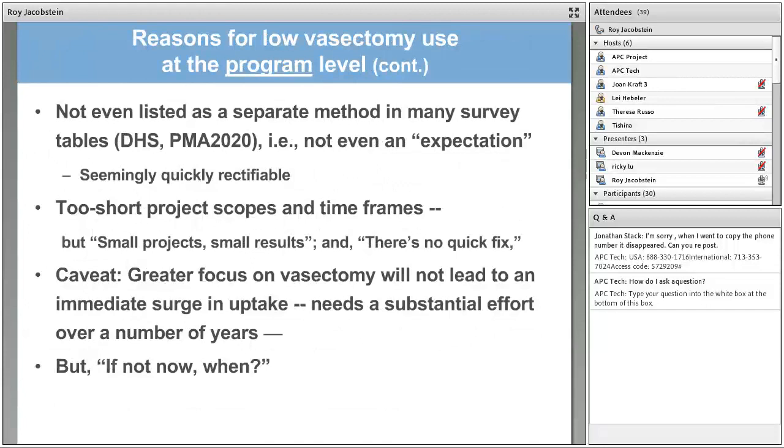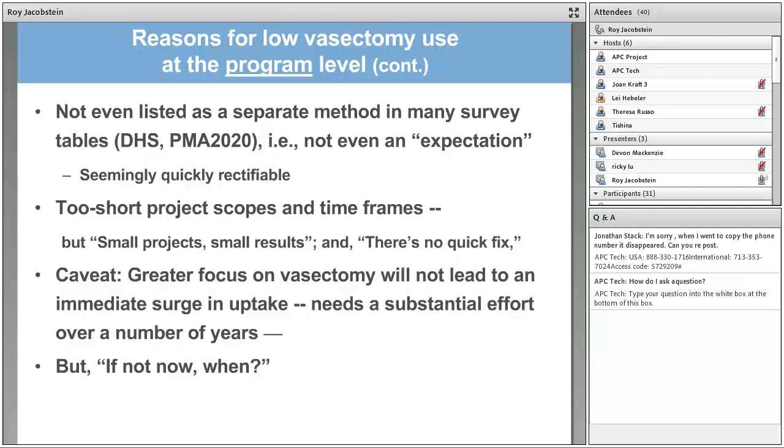Some additional things, this next one I think could be easily rectified. I don't know if anybody from the DHS program or PMA 2020 is listening, but, as I recall looking at this recently, in 54 countries, only 10 had vasectomy listed as a separate method in their population-based surveys. So it's not even an expectation. It's typically lumped with other methods because its use is so low, but I believe it ought to be listed separately, and if it's 0.0, then people can focus on that and realize that some attention should be paid to that.